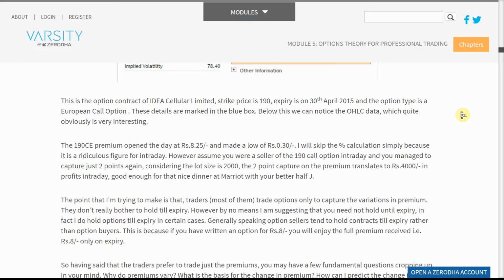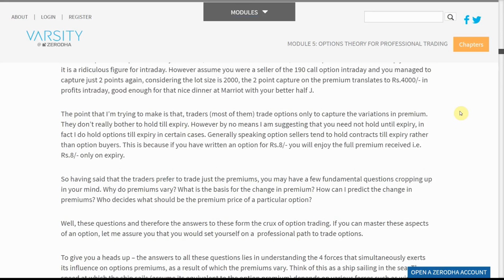However, assume you were a seller of the 190 call option intraday and you managed to capture just 2 points again, considering the lot size is 2,000. The 2-point capture on the premium translates to 4,000 rupees per in profits intraday. Good enough for that nice dinner at Marriott with your better half, Jay. The point that I'm trying to make is that traders, most of them, trade options only to capture the variations in premium. They don't really bother to hold till expiry.